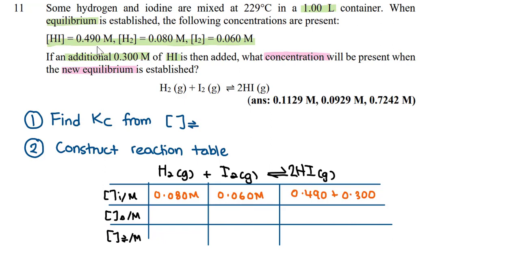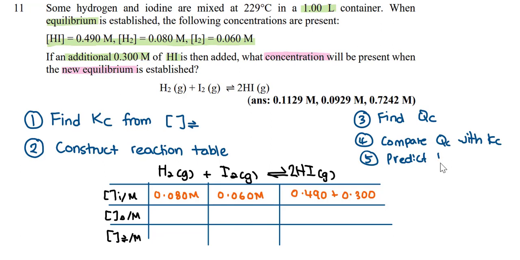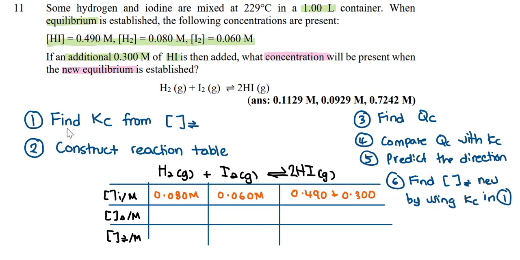The concentration at equilibrium just now will become your initial concentration because we already disturbed the system. We add the 0.3 molar of the hydrogen iodide, so these three will become your initial concentration. After that, find the value of Qc and then compare your Qc with Kc. Predict the direction of the reaction, and after that you can find the new concentration at equilibrium by using the same Kc that you found in step 1 just now.